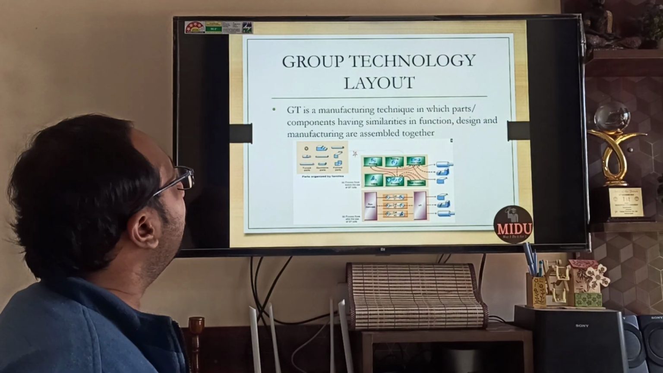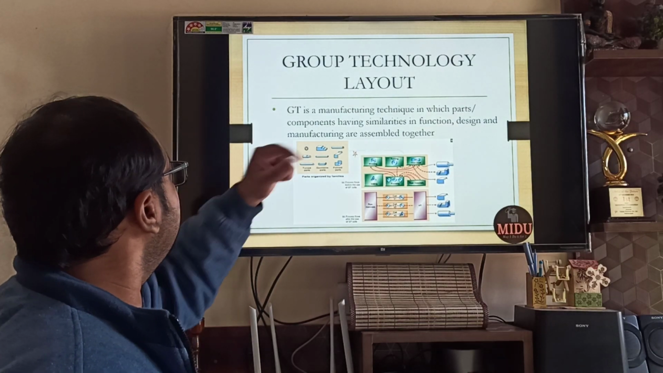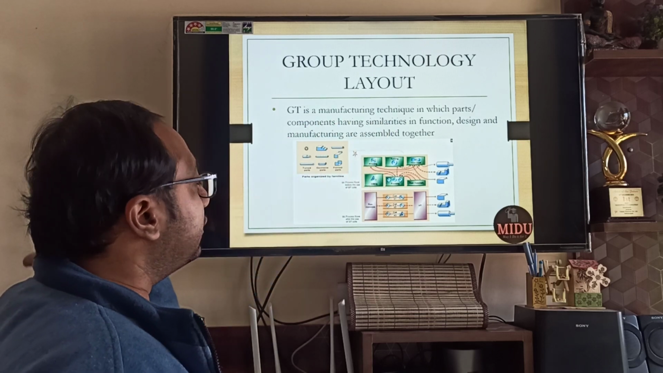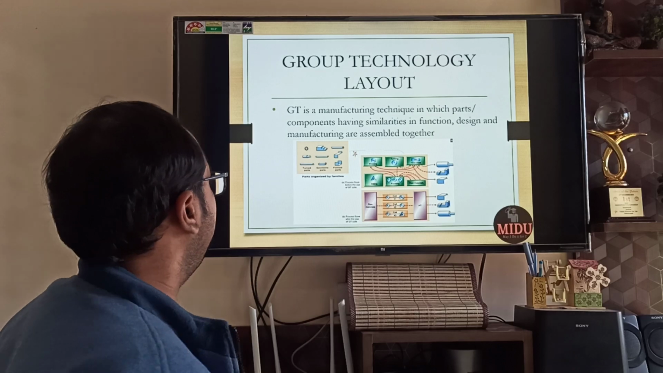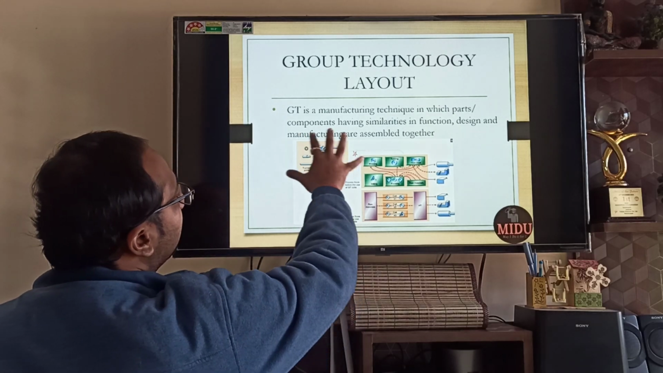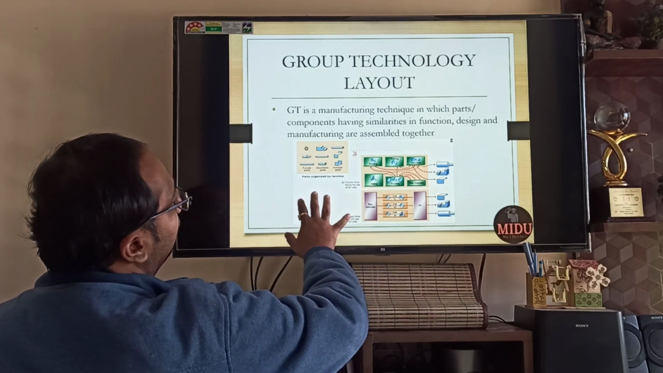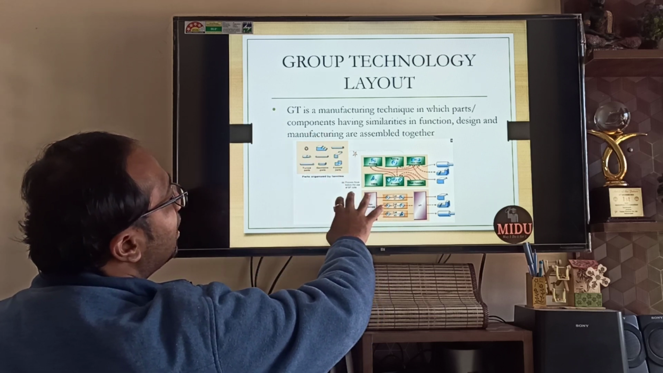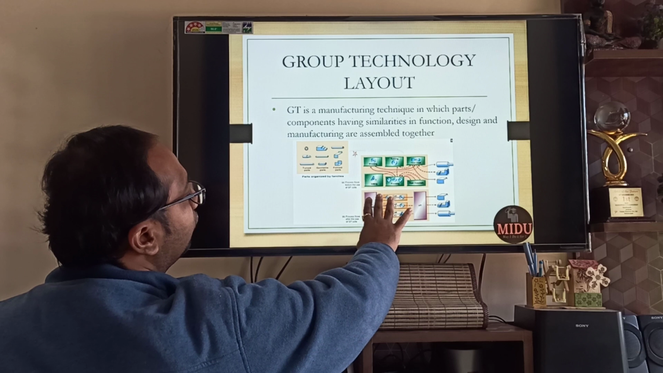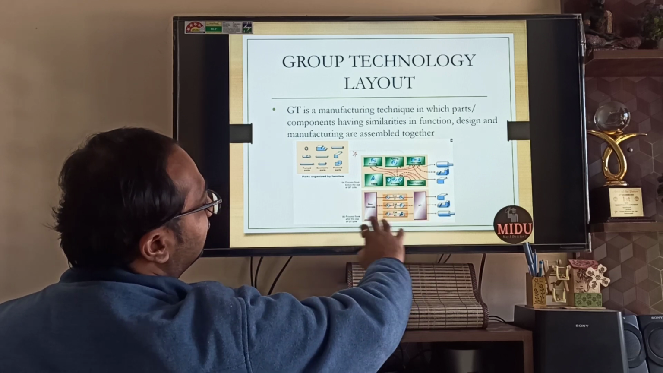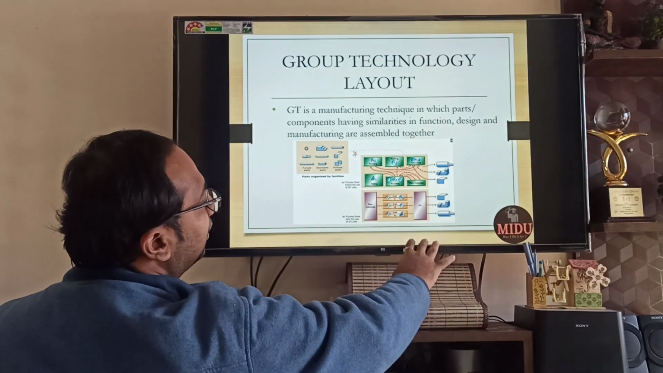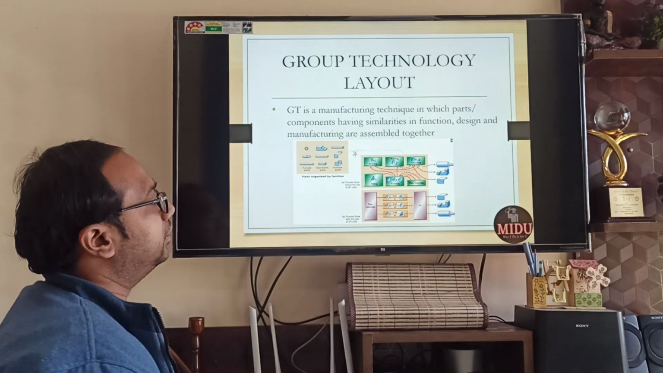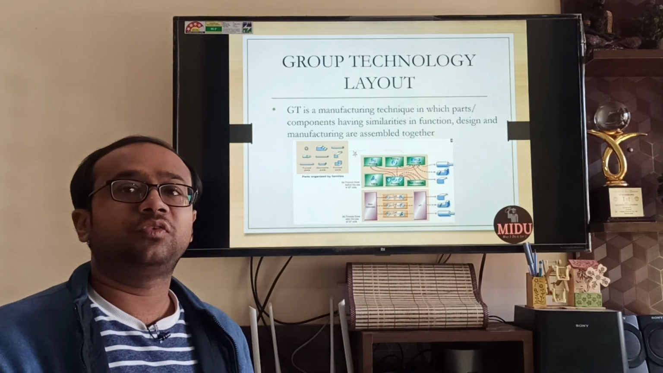Third is the GT layout, also known as group technology layout. It is a manufacturing technique in which parts and components having similarities in function, design and manufacturing are grouped together. So parts are organized by various families. For example, all turned parts in one family, geometric in one family. These are the process flows before the use of the GT cells, and this is after the GT cells. So raw material comes in, and in between we are basically clubbing all the types. This is basically an example of group technology layout.